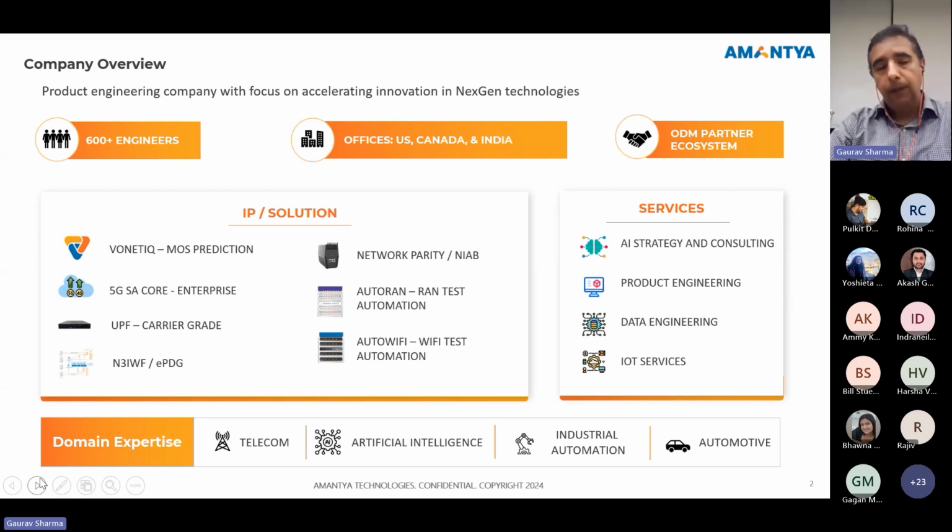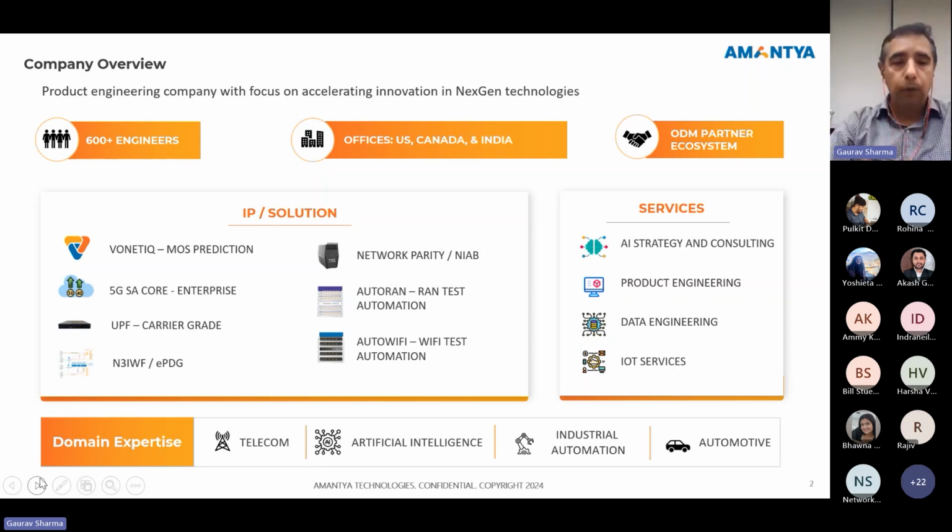So apart from the whole telecom space, as I mentioned earlier, we have been investing into the AI domain as well, right? And for some time, we have been evaluating various initiatives on this. We've been building a few solutions around this as well. Recently, we just launched our VonetIQ product as well, which is loss prediction. I'll talk a little bit more about this later in the webinar, right?